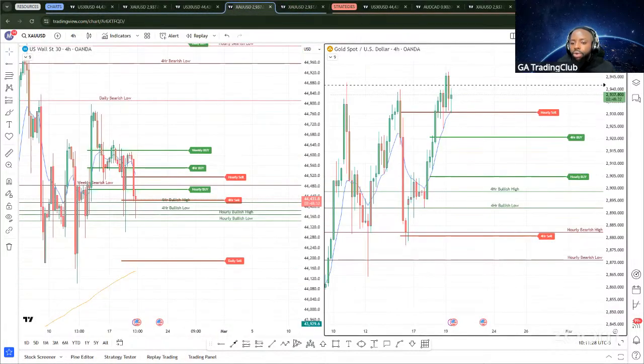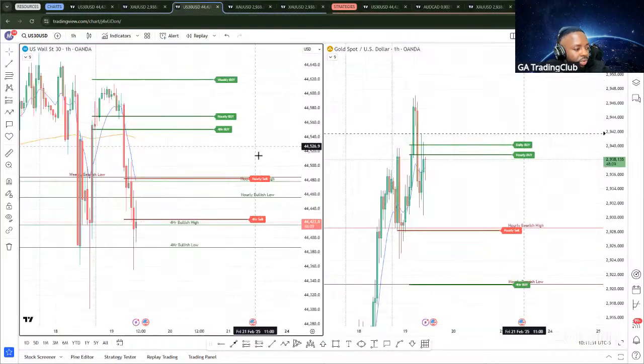I don't see anything else lining up, so that will be it for today's live session. This week, only one trade is still running, so hopefully we get more trades. It's just about being patient, and we'll see whether we get anything more. If I do get any hourly entries, I will send them in the Discord.